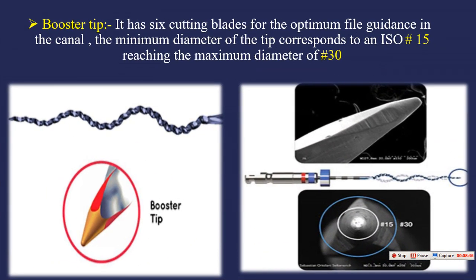The second technology making the Shaper file is the booster tip, as seen in this picture. This has 6 cutting edges in the apical area for optimum file guidance inside the canal. It can shape the canal from a minimum ISO 15 diameter to a maximum ISO 30 diameter. When comparing this tip or cutting edge with a standard NiTi instrument, the cutting of this file is only on the apical third, only by this booster tip. So this reduces ledge formation, because with standard NiTi the cutting is along the file, which increases the incidence of ledge formation. This is one benefit of this tip.